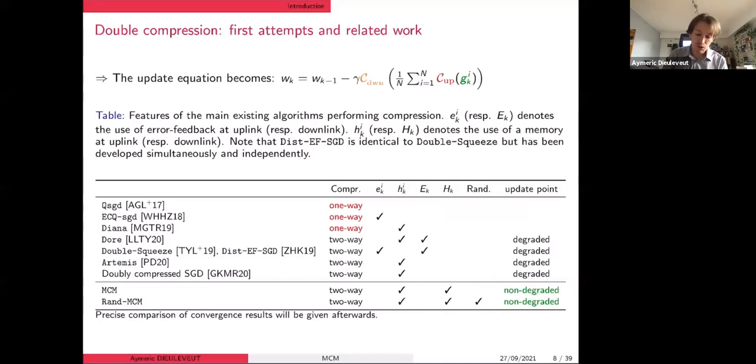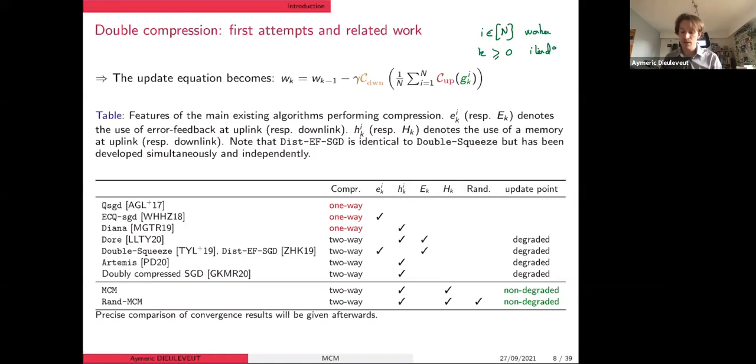Basically, most of the work that has been done on the topic has considered this kind of iteration. We compute a stochastic gradient g_k^i, where i in N is a worker and k in N is an iteration number. At iteration k on worker i, we compute a stochastic gradient. Then we compress this stochastic gradient through this uplink compression operator. Then we aggregate all this information on the central server by averaging.